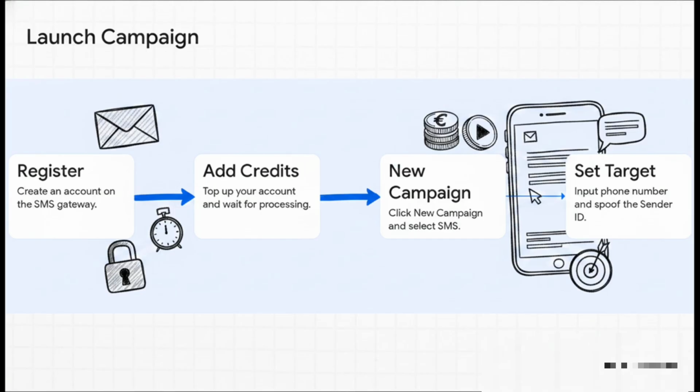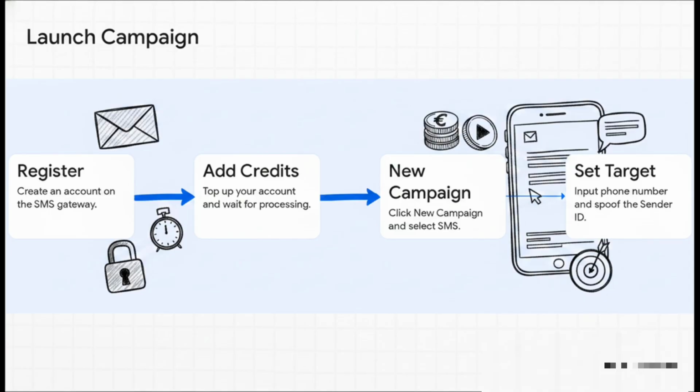Honestly, it looks exactly like setting up a digital ad. Step 1. The attacker just registers a basic account on the gateway with an email and password. Step 2, they add their 30 euros in credit and just wait a few hours for it to clear. Step 3 is where the action happens. They literally just click a button that says New Campaign and select SMS.